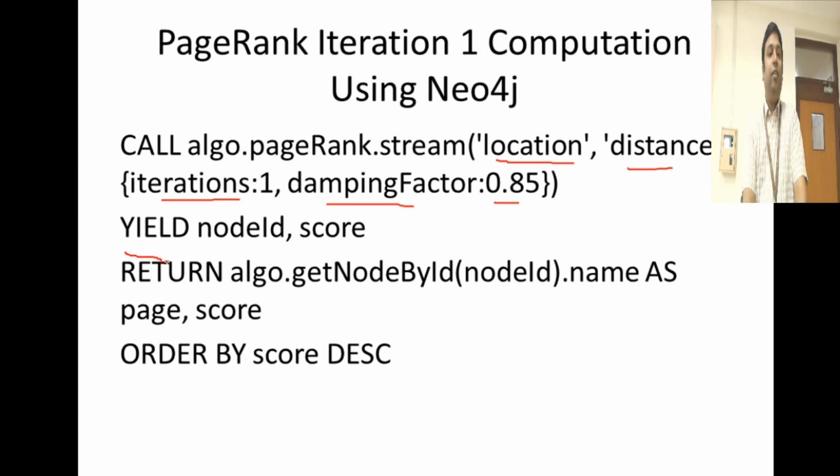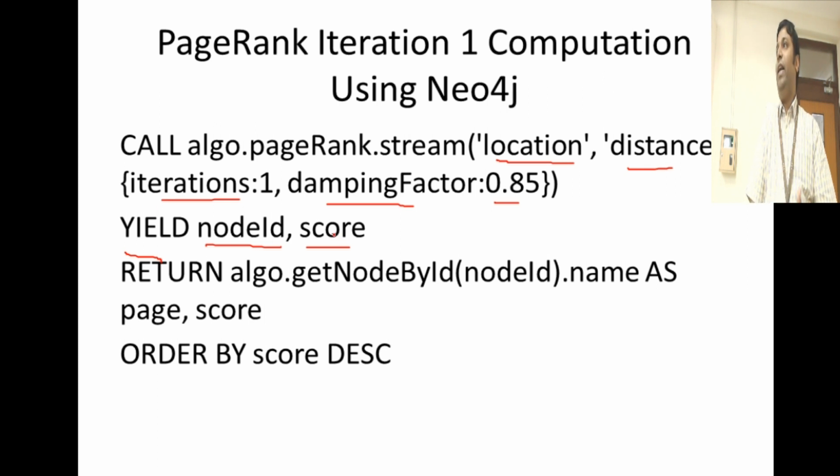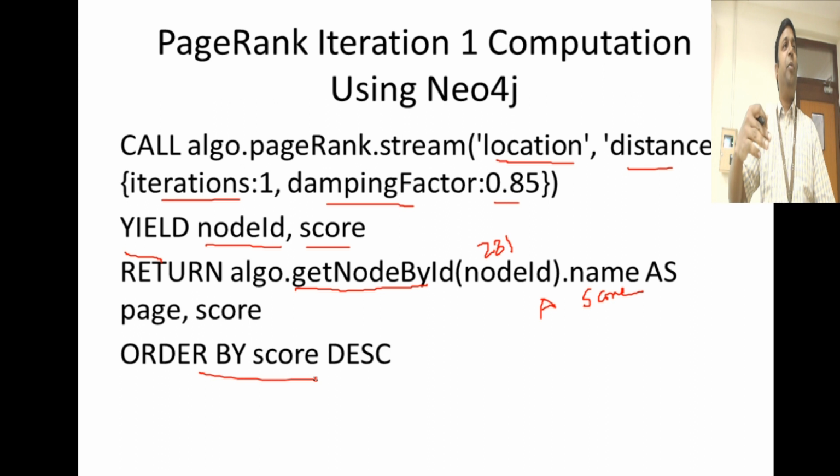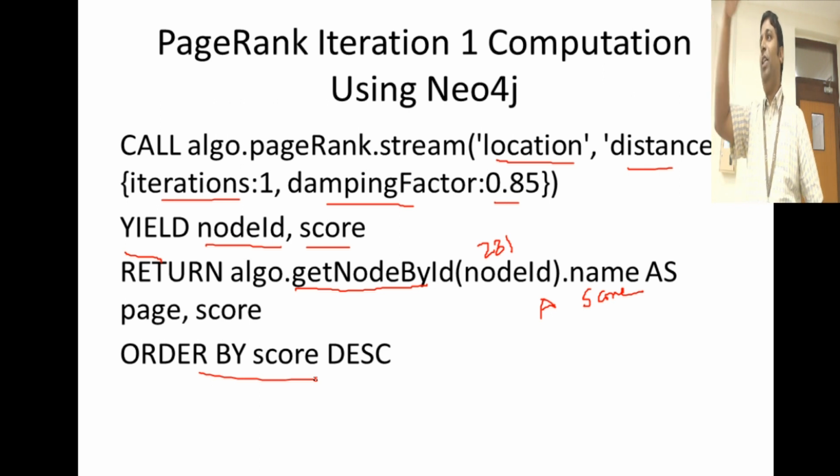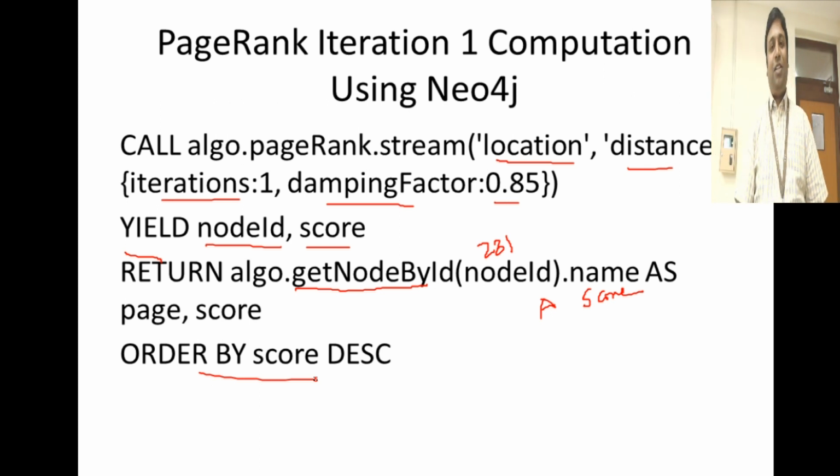And yield will give you the output, that is which node ID and what is the score. Since we are not happy with node IDs, we'll call get node by ID and pass this node ID. Say if 231 is passed, we'll get the node name, and then we'll get the score out. We are also ordering the score in descending order because we want the node with the highest score on top. So if we call this on the graph, we should be able to compute the scores.